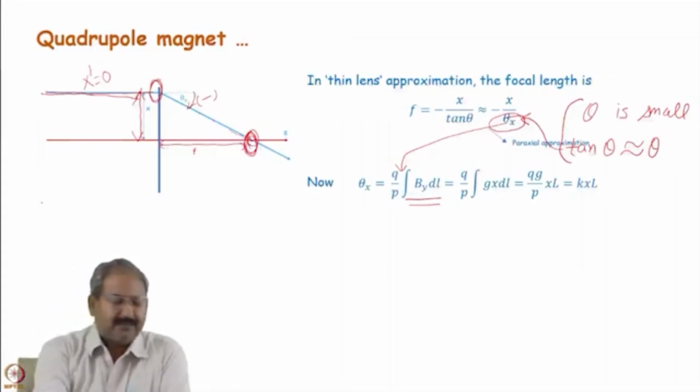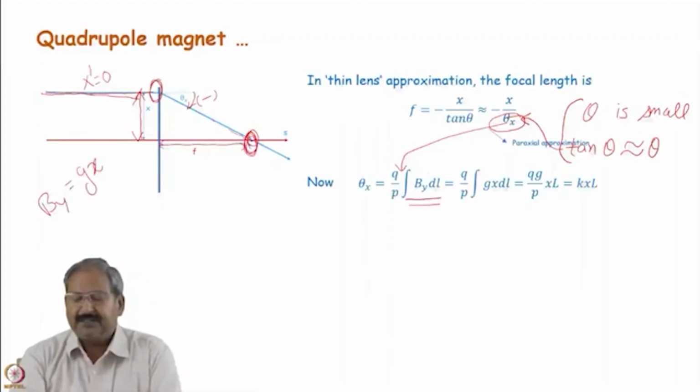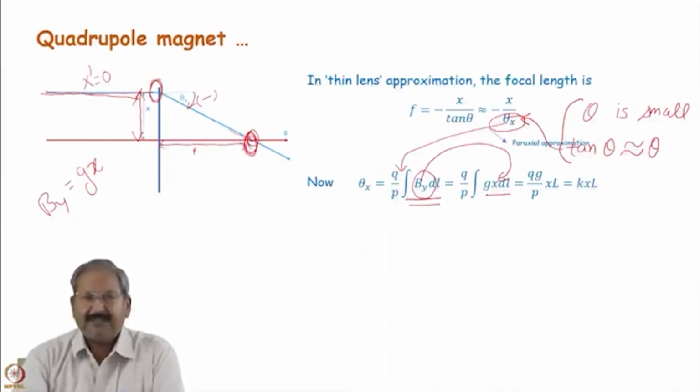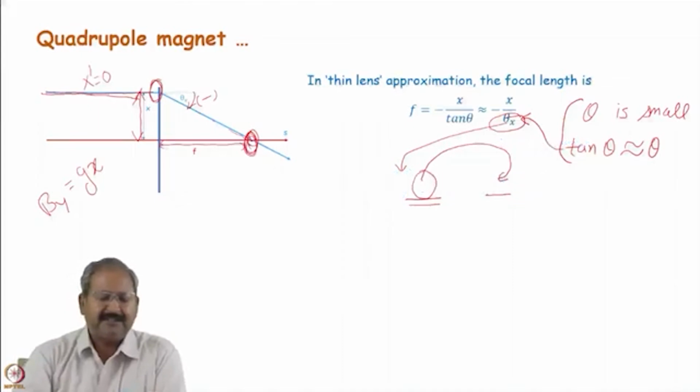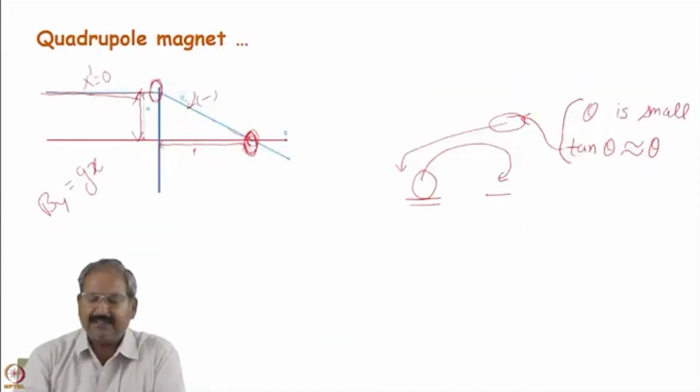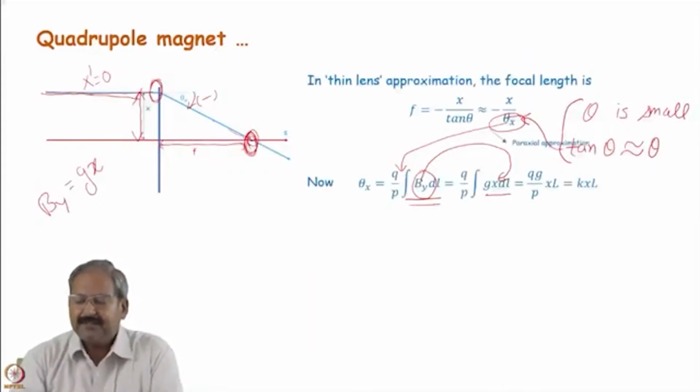And By for the quadrupole magnet is gx. So in place of By we can put gx. So this will be gx dl, and g is the gradient. So gradient will be constant for a given quadrupole magnet. We have seen in this slide that this gradient is constant for a given quadrupole magnet because this is a straight line. So gradient will not change, only magnetic field will change. So gradient is constant in the quadrupole magnet.